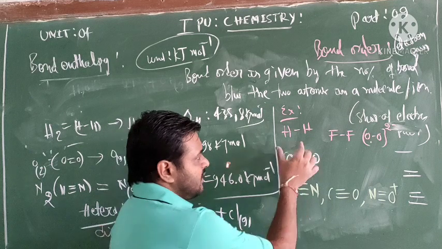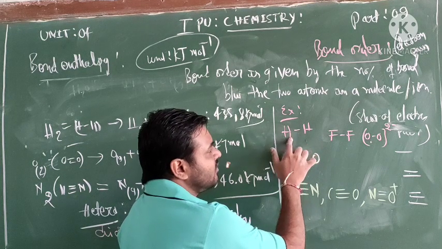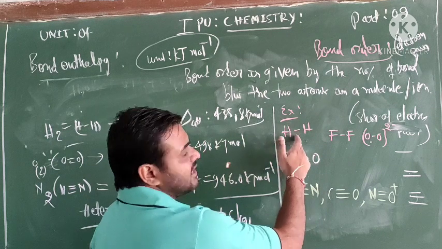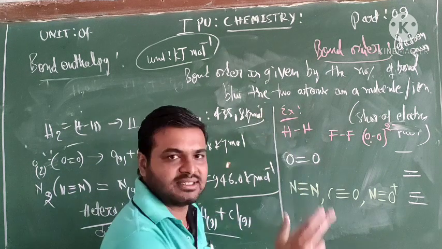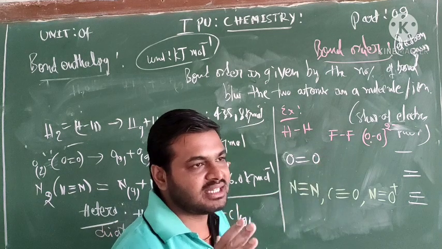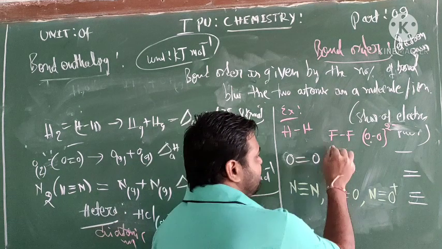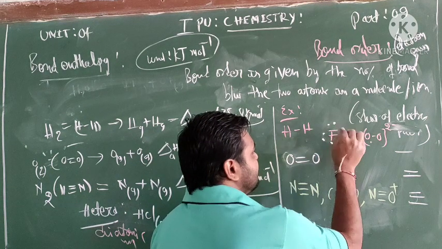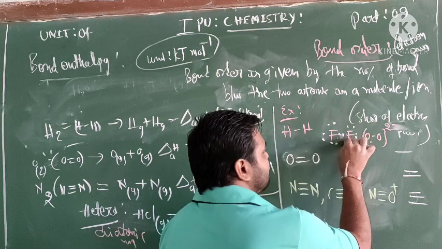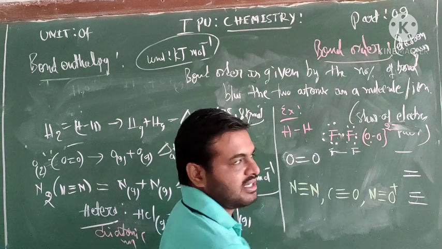So hydrogen molecules. This is the sharing of only one electron. Single bond: electron pair is 1, bond order is 1. Say F and F, fluorine. Fluorine's atomic number is 9, valence electrons 7. So in this, 1, 2, 3, 4, 5, 6, 7. Here also 7. Sharing of one electron, they form a bond.